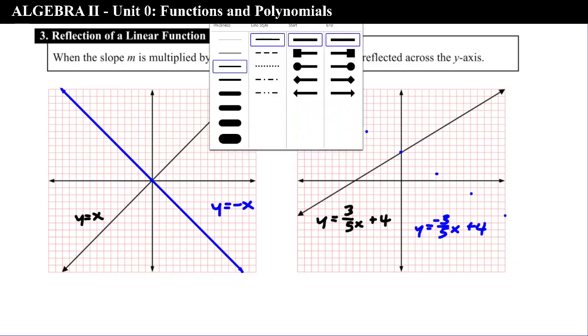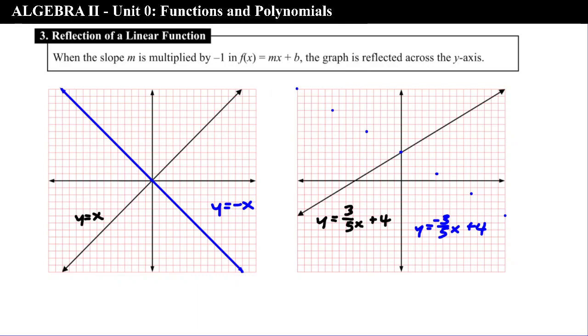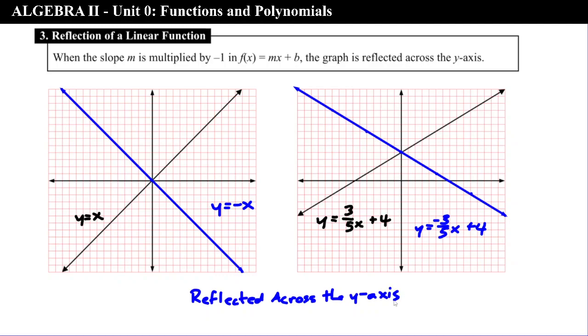Now if we plot a line along those points, we end up with a line that looks like it was reflected across the y-axis. In both of these cases, I'm not going to write it twice, but you can describe the graph as being reflected across the y-axis. This description would hold for both of these.